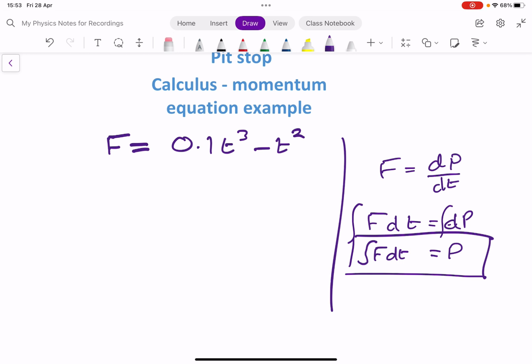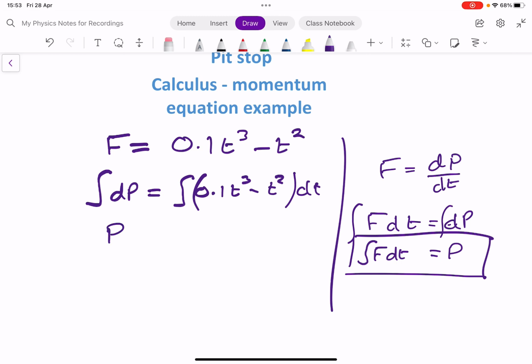If we take our force equation and integrate it with respect to time, that's exactly what we're going to get. Okay, so on the left-hand side, this integral just gives us the momentum as we would expect. The integral on the other side gives us 0.025 t to the 4 minus t cubed over 3. I'm not going to round that up. Plus, of course, we get the constant.